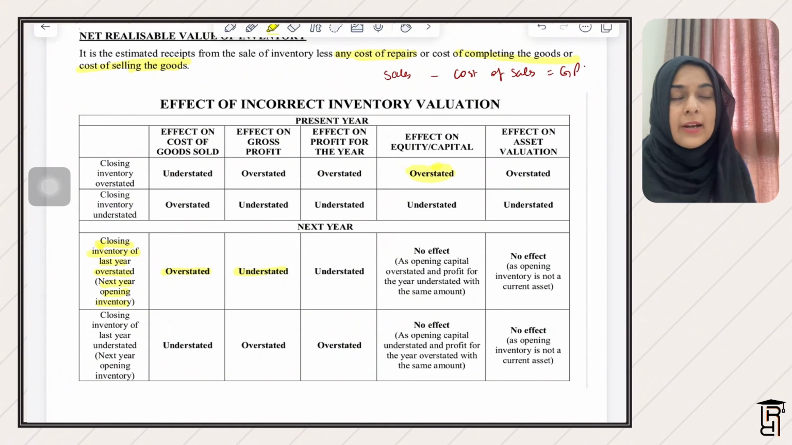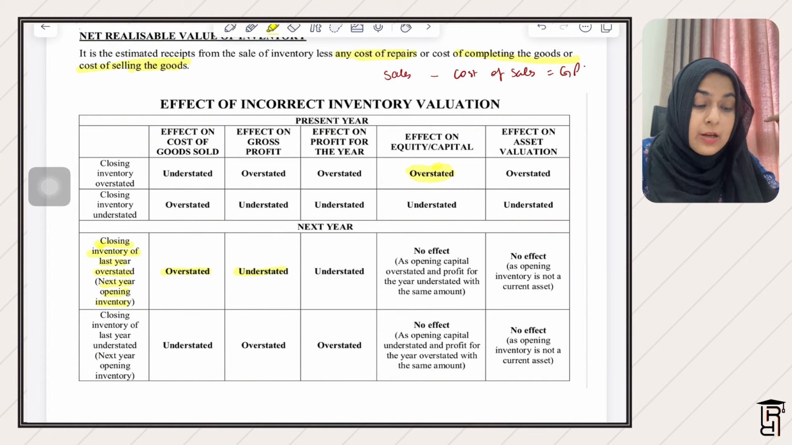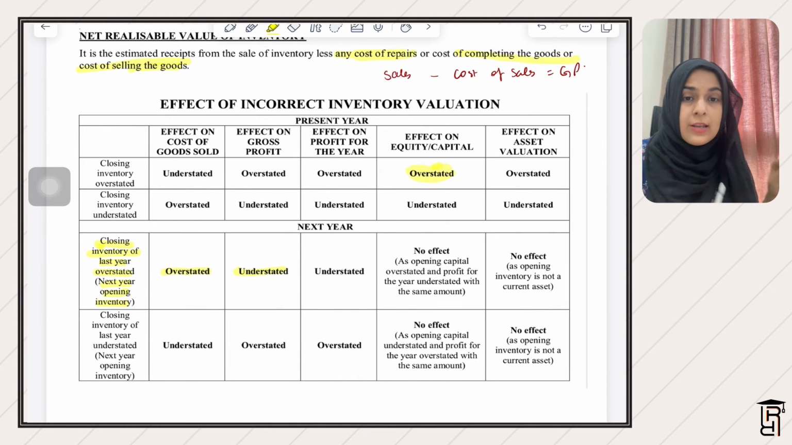So last year I had understated some inventory, and what happened was that last year's profit for the year was understated, last year's capital was understated, and last year's asset valuation was also understated. So last year's understated closing inventory becomes my opening inventory of this year. And when opening inventory is understated, cost of sales is understated, because a lower value is added in the opening inventory, and then cost of sales will also be a lower value.